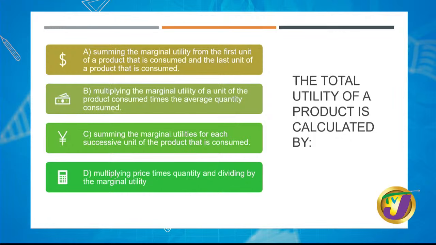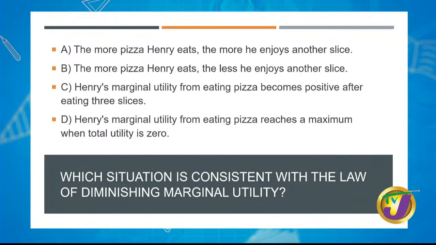The second question says the total utility of a product is calculated by, and the response there is the third one, and it is the summing of the marginal utilities for each successive units. And I gave away this answer already. This is another question for you to look at. Which situation is consistent with the law of diminishing marginal return? Have you figured it out as yet? I hope you're writing these down.